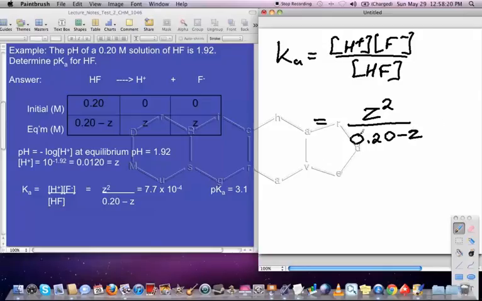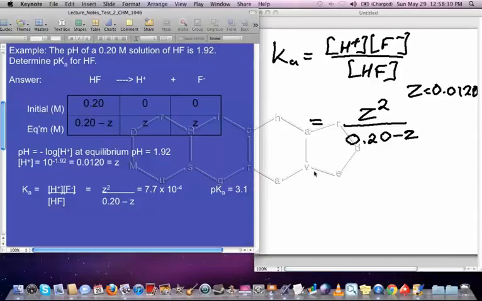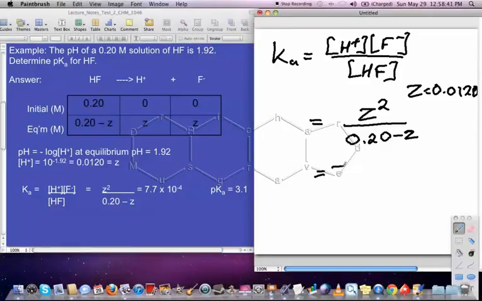Now once we plug in our value of Z equals 0.0120 into our equation, what we're going to end up with is 7.7 times 10 to the negative 4, and that's our value of Ka.